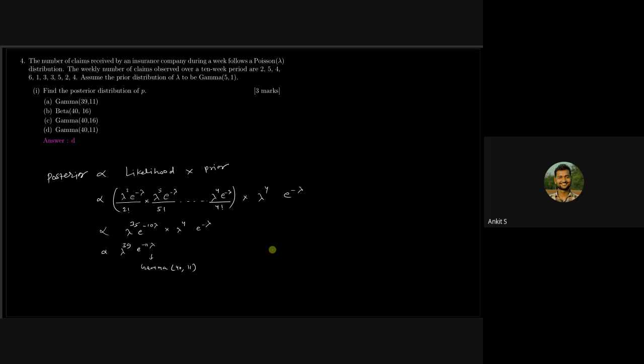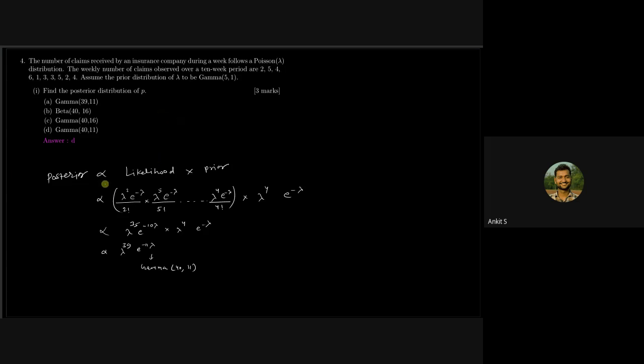The number of claims received by an insurance company during a week follows a Poisson distribution. The weekly number of claims observed over a 10-week period are these. This is our sample. Assume the prior distribution of lambda to be gamma of 5,1. So Poisson is not the prior; the prior is gamma of 5,1. We have to find the posterior distribution.